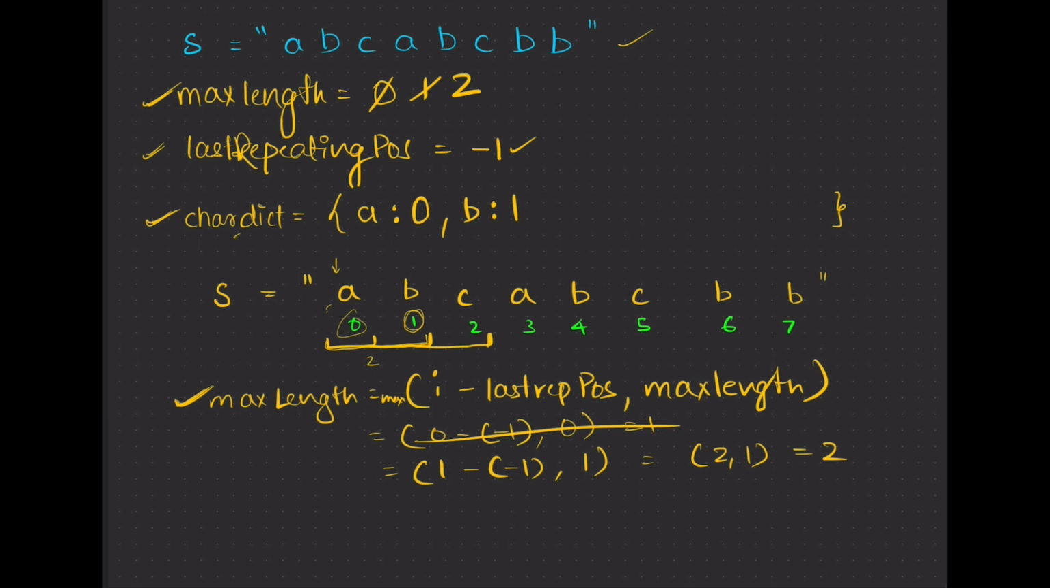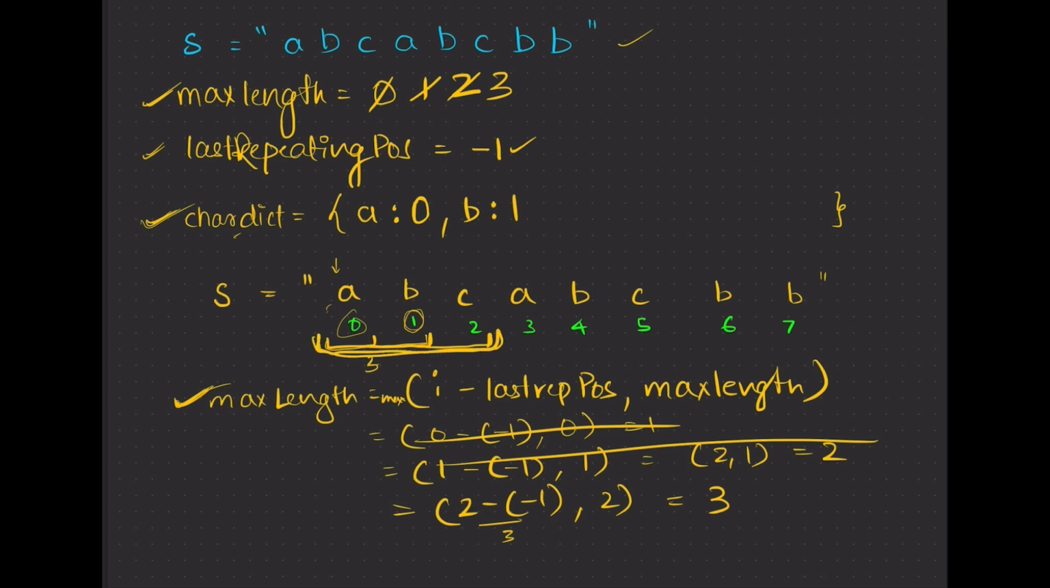Then we want to check if C can be included. In theory, this should be a window of length 3. So does it exist in the dictionary? No. So we'd update the max length and we update the character dictionary again. For C, it's 2 minus -1, comma 2. So this turns out to be 3, and the max length now is 3. So this whole thing becomes a long substring. This is the max substring up until now.